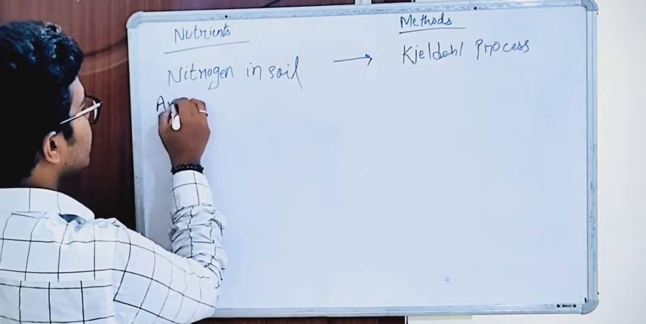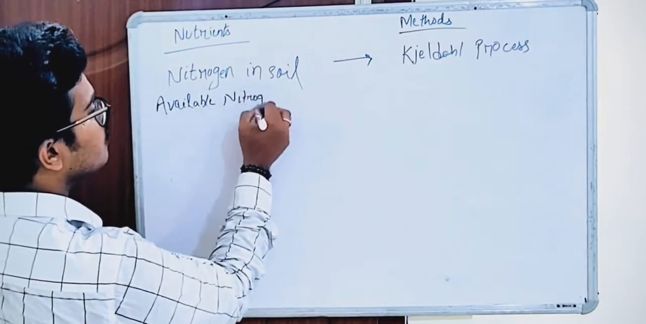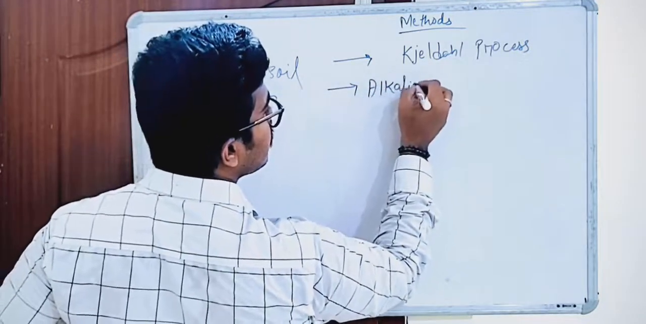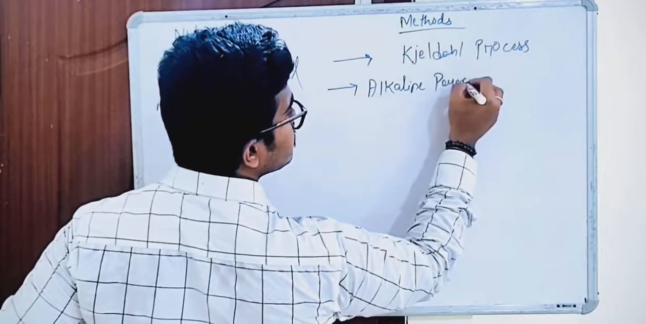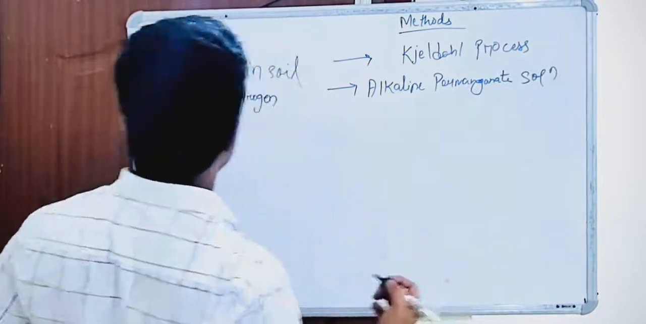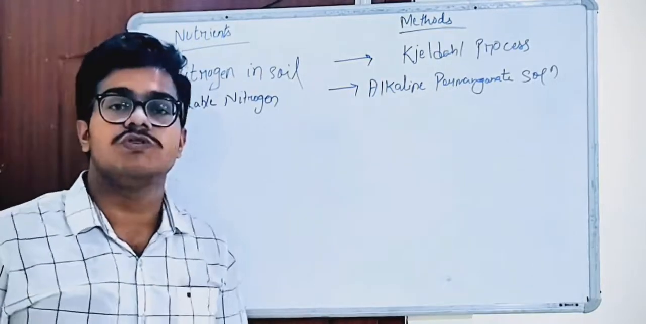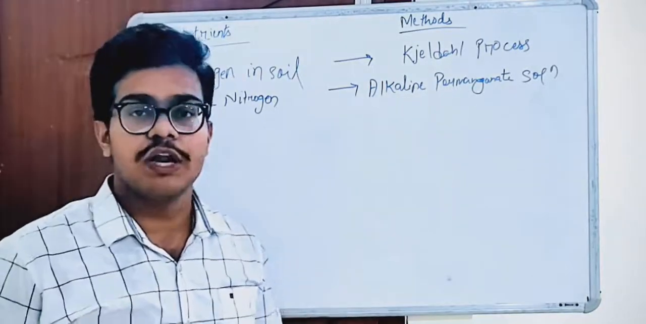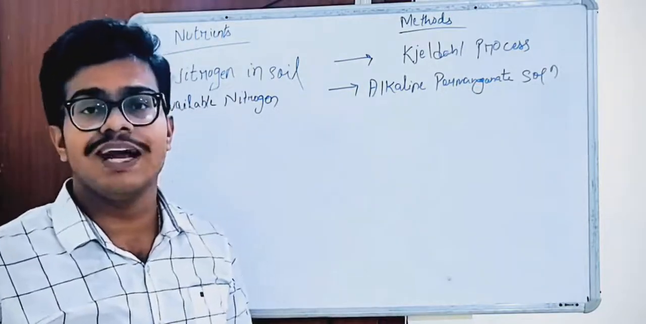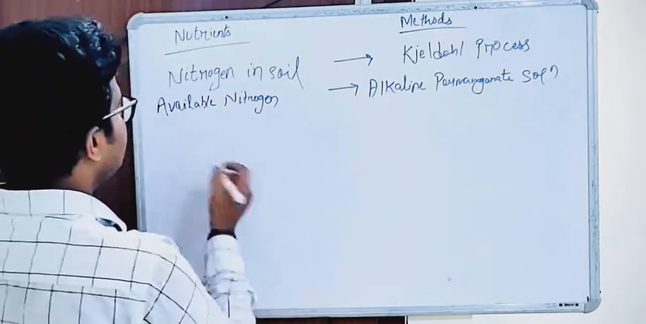If it is available nitrogen, these are two different technical terms. If it is the available amount of nitrogen, we can go for the alkaline permanganate solution. These are similar processes; in the general process also we use alkaline permanganate solution as one of the chemicals. So these are two processes by which nitrogen can be easily estimated in soil or plant samples.